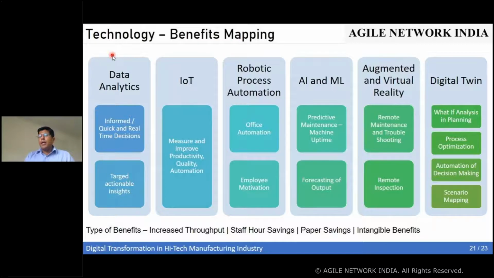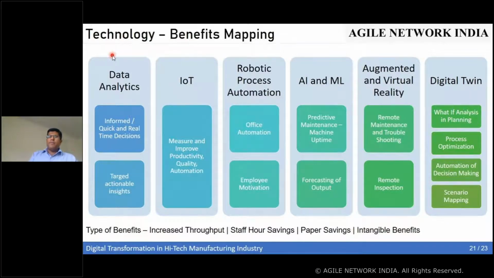Digital twin is a very important technology, which was a little uphill task for us to deploy and get benefits. Today we are using digital twin in plant simulation, and we can do what-if analysis, the process optimization, that is on the shop floor. We can automate decision making, and also we can do a lot of scenario mapping in this. So, to summarize the type of benefits we could get, we had increased throughput, staff hours saving, environment, paper saving, and intangible benefits. So these are the how.